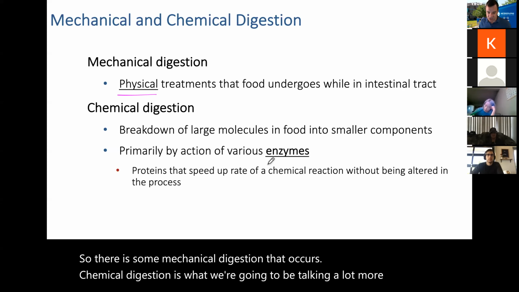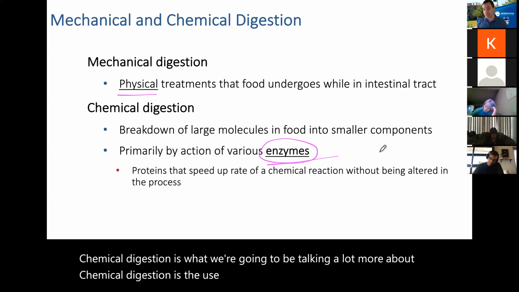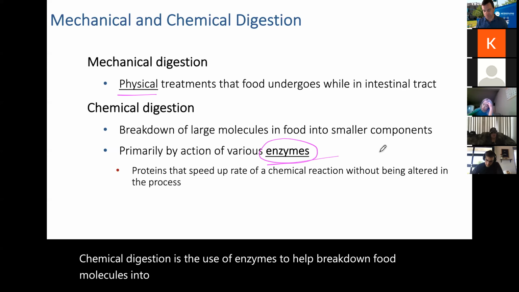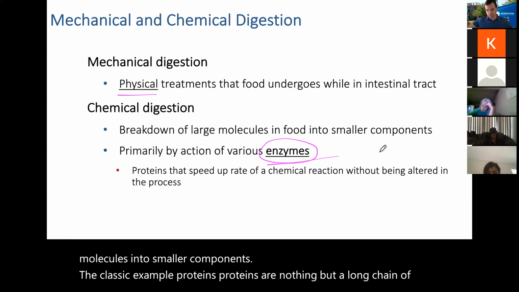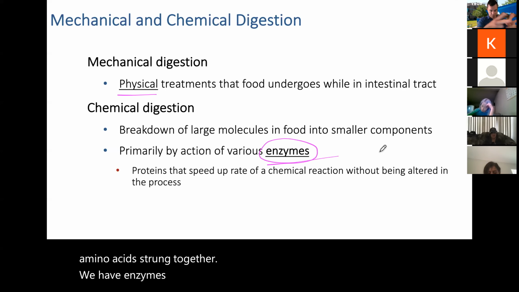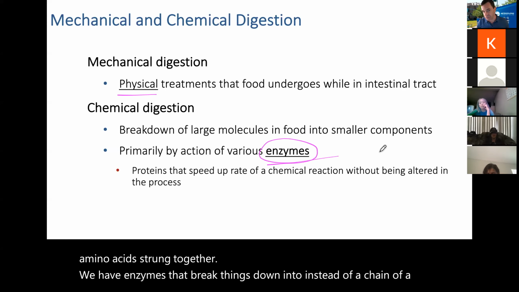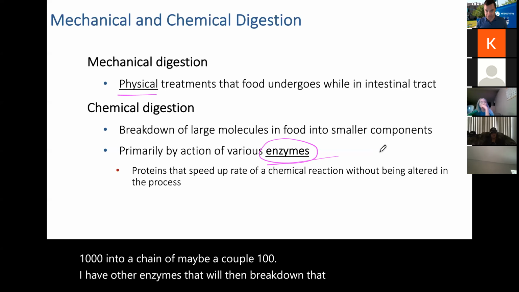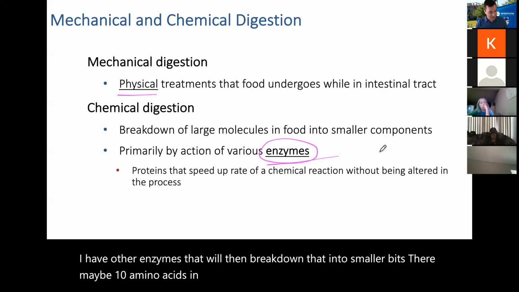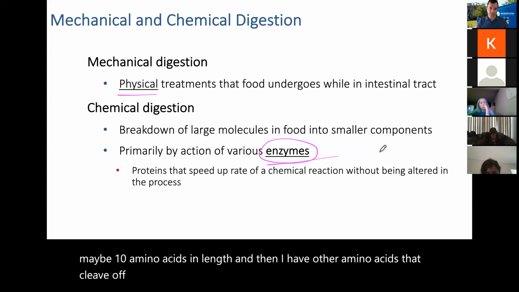Chemical digestion is the use of enzymes to help break down food molecules into smaller components. The classic example is proteins. Proteins are nothing but a long chain of amino acids strung together. We have enzymes that break these down from a chain of 1,000 into a chain of maybe a couple hundred. Other enzymes then break that down into smaller bits, maybe 10 amino acids in length. And then other enzymes cleave off 1 or 2 of those amino acids.